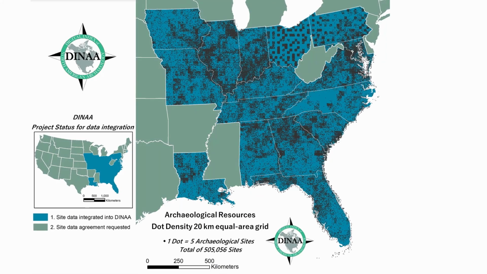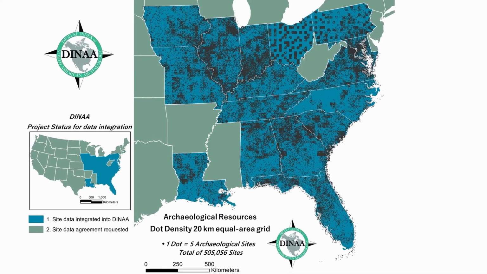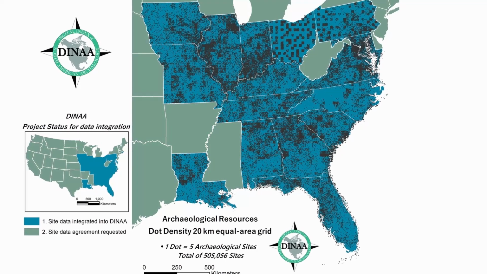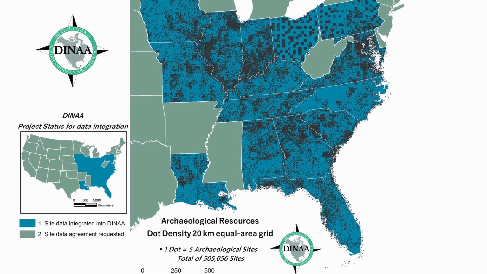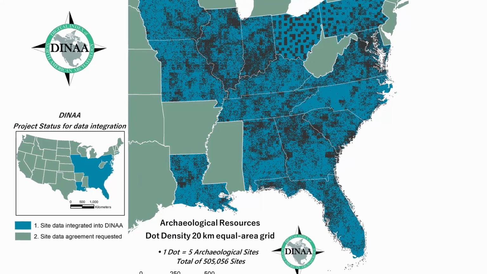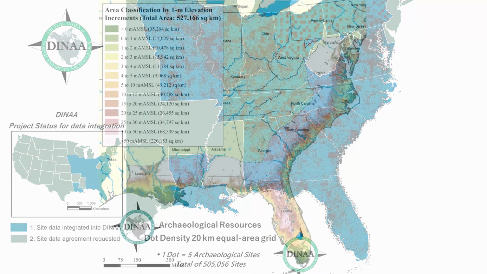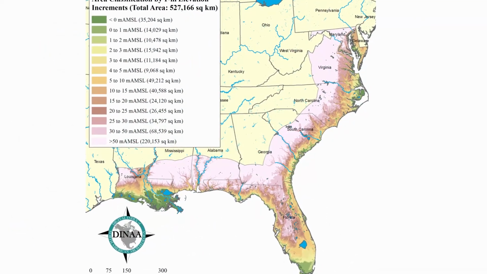A few years ago, heritage managers in the southeastern United States wanted to know how rising sea levels, because of global warming, would affect archaeological sites in that region. So they gathered together a dataset of all the archaeological sites. They also got a dataset of the elevations.